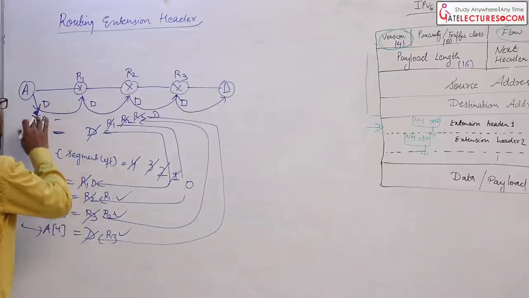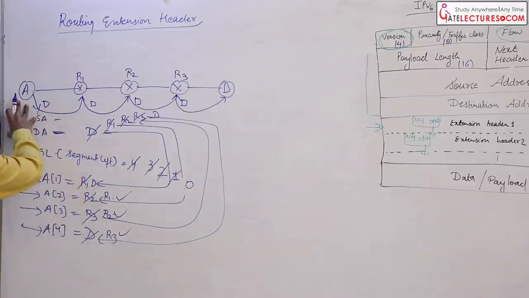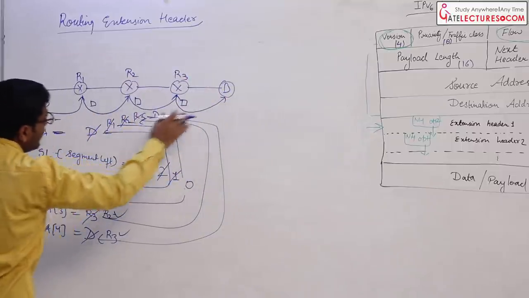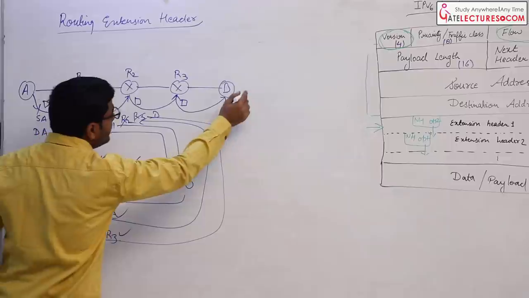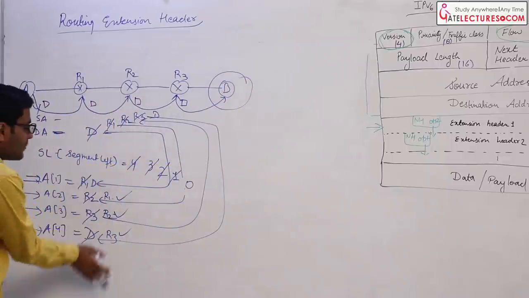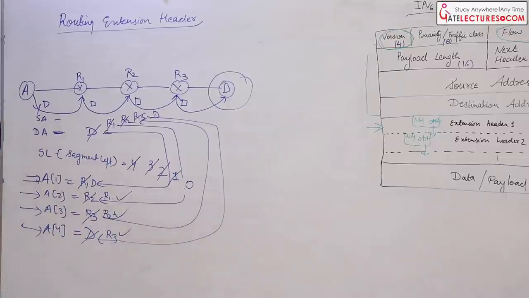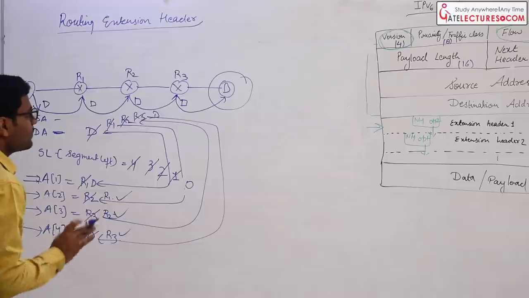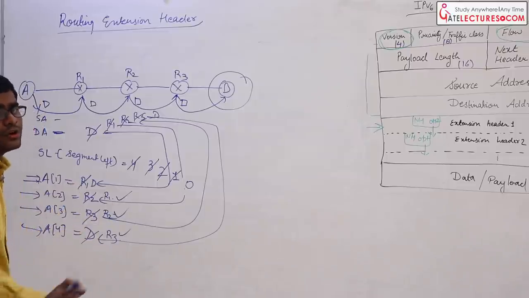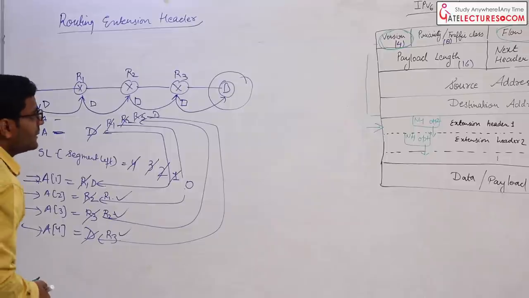It means when A has specified that the packet should pass through R1, R2, R3 and D, they are visited in the same order, and after visiting in the same order, the destination can also cross-check. Because these addresses are present here, the destination can cross-check whether the packet has followed the same path or not. So that much is important, that much is sufficient for GATE. You just need to get a brief idea of every field. Fine, that much is sufficient.